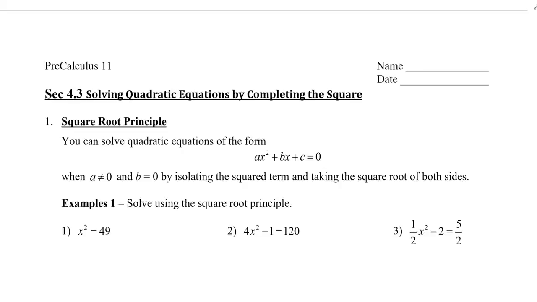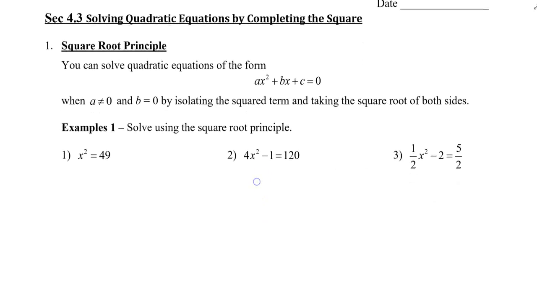In this video, we're going to take a look at the square root principle, which will then lead into solving quadratic equations by completing the square in the next video. So you can solve quadratic equations of the form ax squared plus bx plus c equals 0 when a doesn't equal 0, but b does equal 0, which means that second term drops out, isolating the square term, and then we can actually take the square root of both sides to find x. So let's take a look at some examples on how this square root principle works.